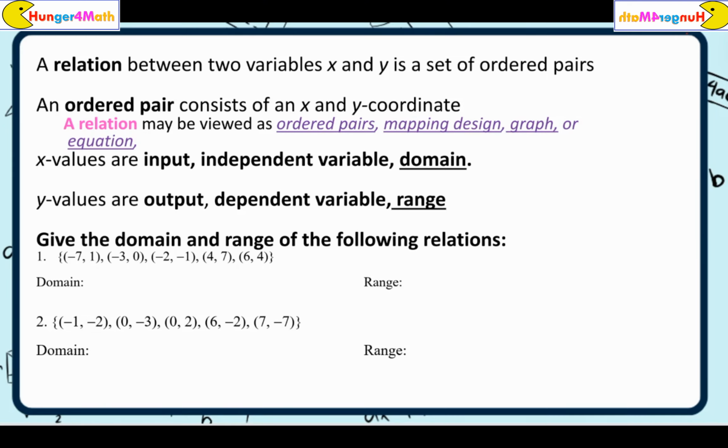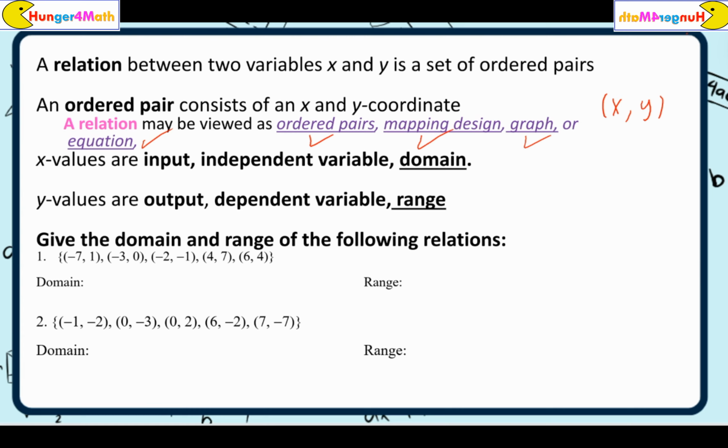Let's define a relation. A relation between two variables x and y is a set of ordered pairs. An ordered pair consists of an x and y coordinate. Usually, it's in the form of parentheses, wherein the first number is represented by the x and the second number represented by y. A relation may be viewed by ordered pairs, mapping diagram, graph, or equation, and I will give an example to each one of it.